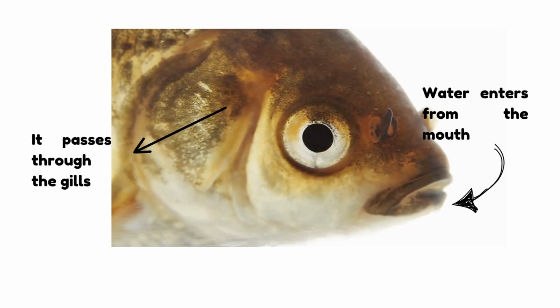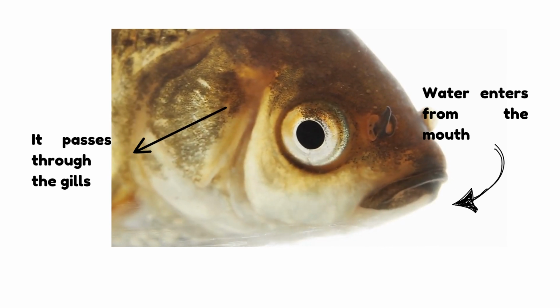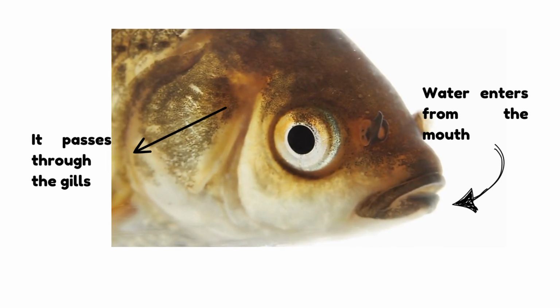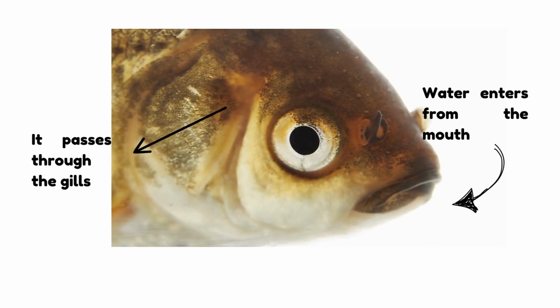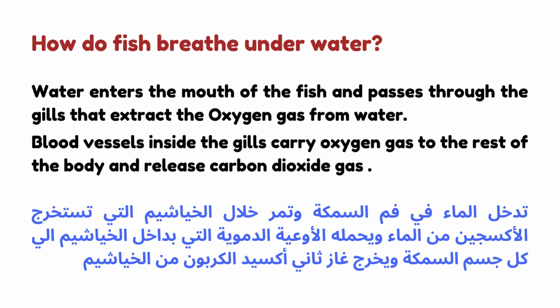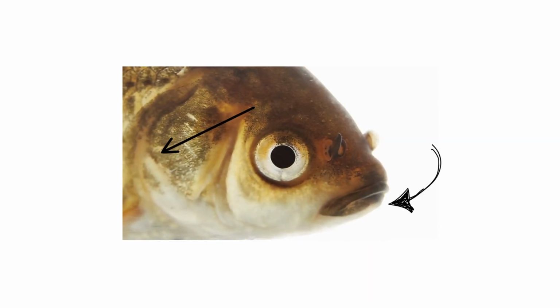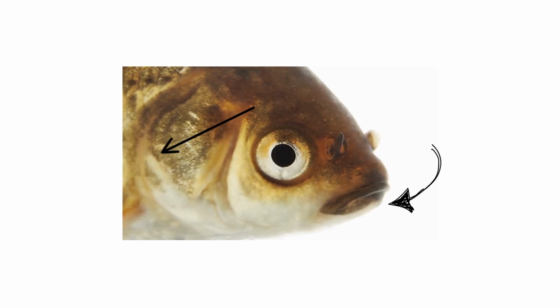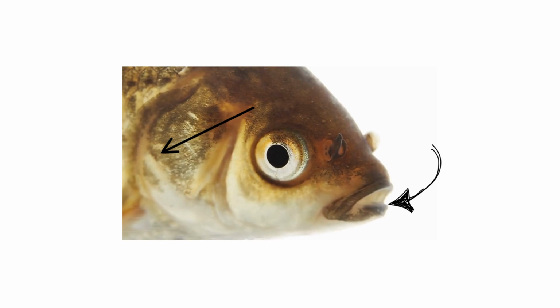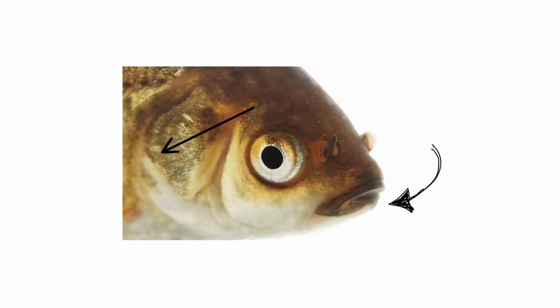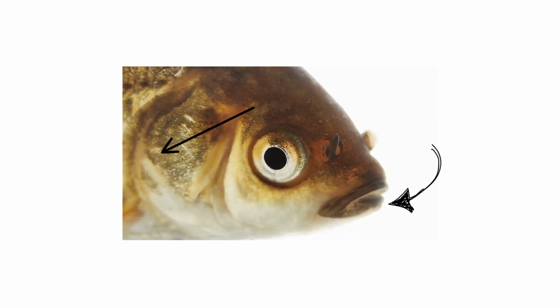Okay, as when the water passes through the gills, they extract, take the oxygen gas from the water. Okay, and then the blood vessels inside the gills carry the oxygen gas to the rest of the body and release carbon dioxide gas. So gills here have the function of the lungs in the human body, okay, as it extracts oxygen gas and releases carbon dioxide.